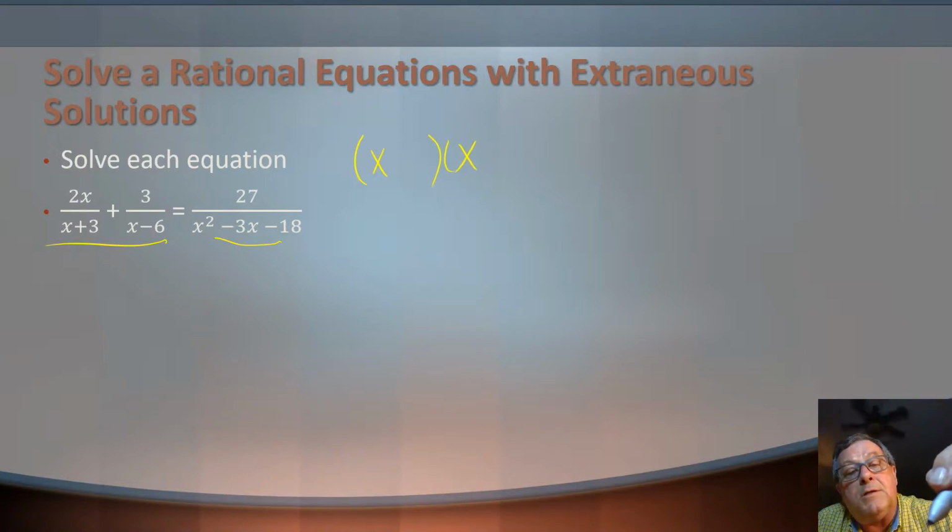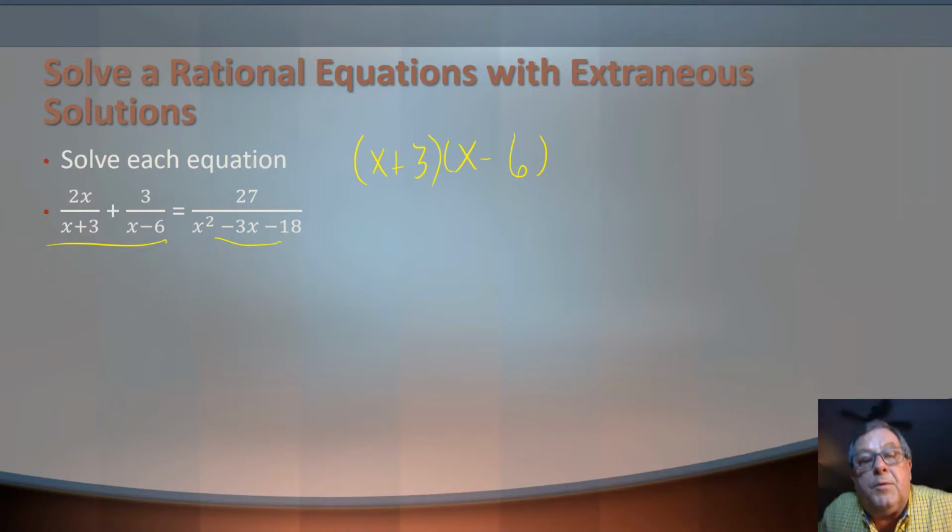my last term, my constant's negative, so I know I got to have a positive and negative inside my parentheses. I need two numbers that are going to multiply to negative 18 and add to negative 3. And well, let's see, x minus 6, x plus 3. Well, Shazam, that's pretty close to what I got there, isn't it?